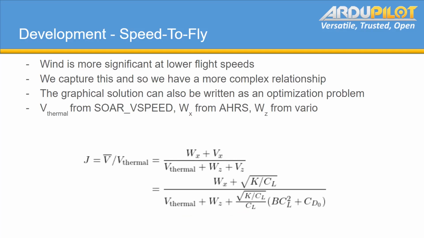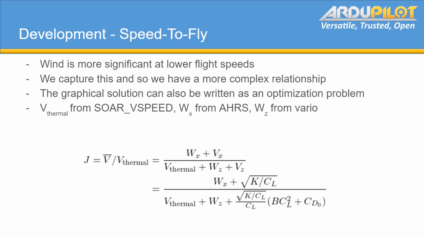However, for us flying models or UAVs, typically at lower flight speeds, it might be as low as 20 knots for a foamy, so the effect of a 10 to 20 knot headwind is going to be catastrophic. We really want to capture this effect of wind in our calculation, so we need to retain the more complex relationship. The graphical solution that I presented before can also be written out as an optimization problem. This is what we have implemented, and what is currently being tested, to get the best speed to fly.